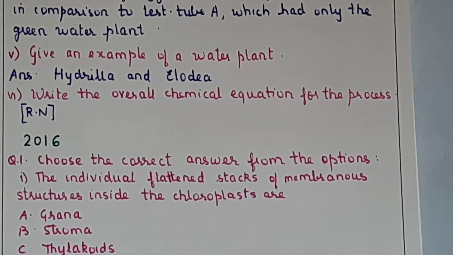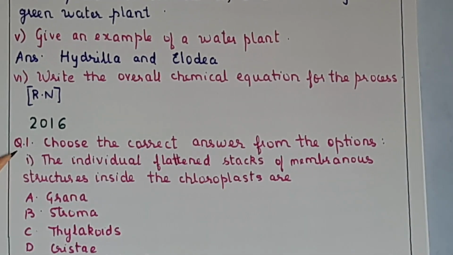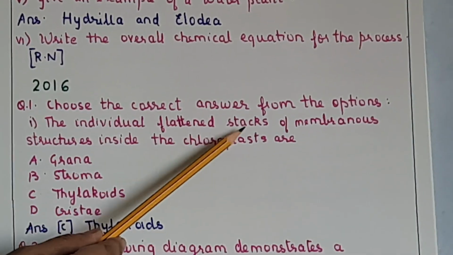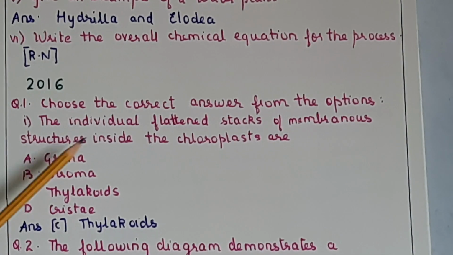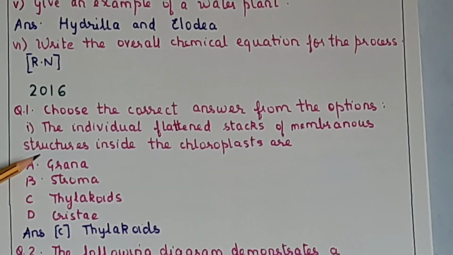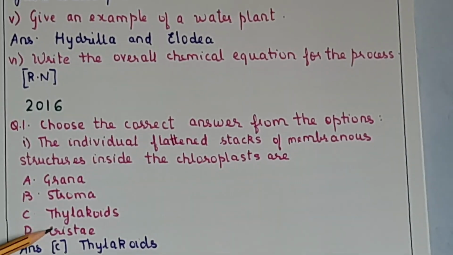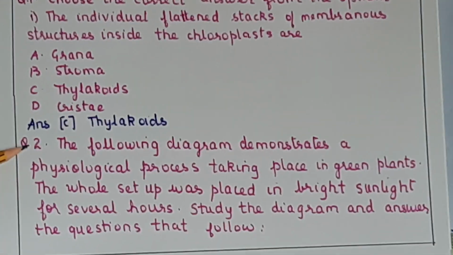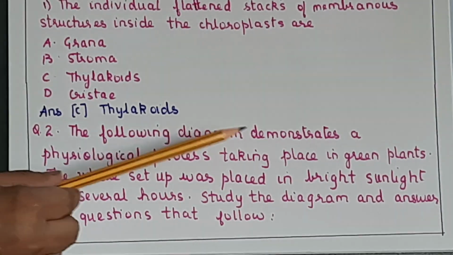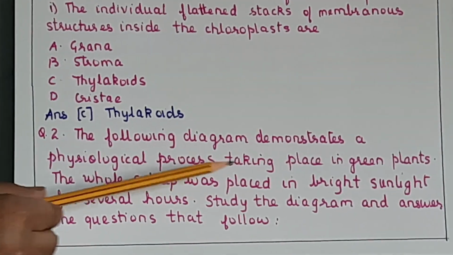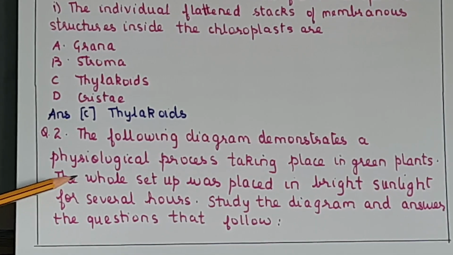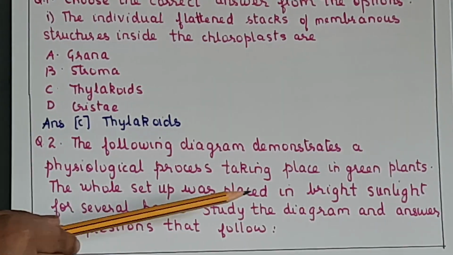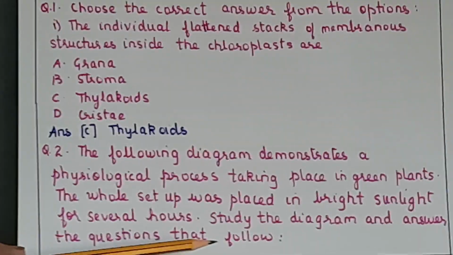Now next year, that is 2016. Question 1. Choose the correct answer from the options. The individual flattened stacks of membranous structures inside the chloroplast are: grana, stroma, thylakoid and cristae. So the correct answer is C, thylakoids. Next, question 2. The following diagram demonstrates a physiological process taking place in green plants. The whole setup was placed in bright sunlight for several hours. Study the diagram and answer the questions that follow.